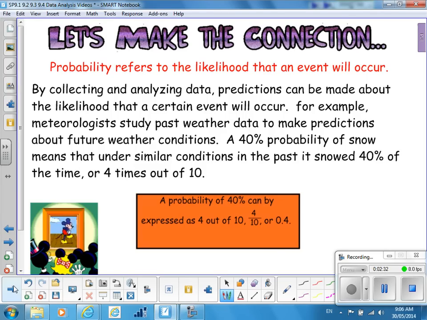So a probability of 40% can be expressed as 4 out of 10, a fraction of 4 over 10, or a decimal as 0.4. So probability can be expressed in a variety of ways.